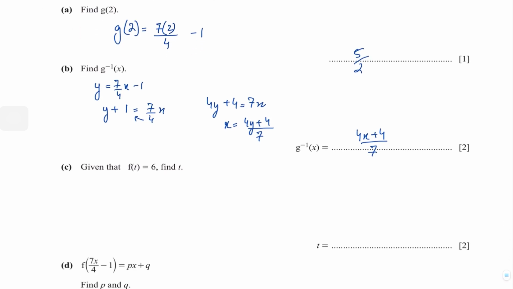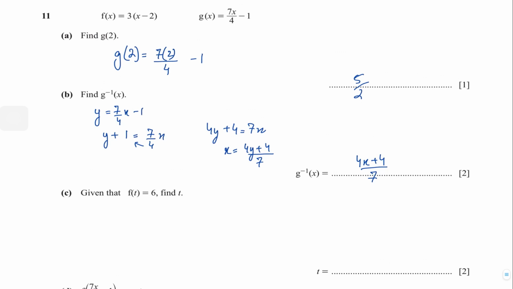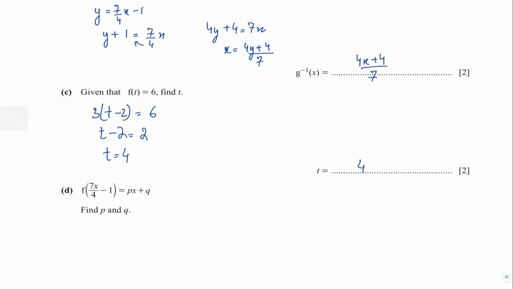Okay, now the question says that given that f of t equals 6, find t. So we're going to replace x with t and set it equal to 6. So 3 into t minus 2 equals 6. So t minus 2 is going to be equal to 6 upon 3, which is equal to 2. So t equals 4, and there we have the value of t.